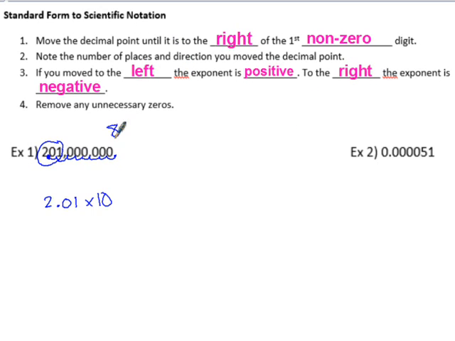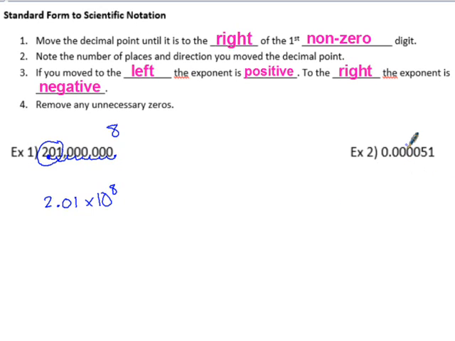In your notes you have, if you move to the left, which is what we did here, then the exponent is positive. The other thing is, positive exponents mean large numbers. So this number with all the zeros is 201 million. That's a lot. If that was money, you'd be very happy to have that much. So large numbers mean positive exponents.